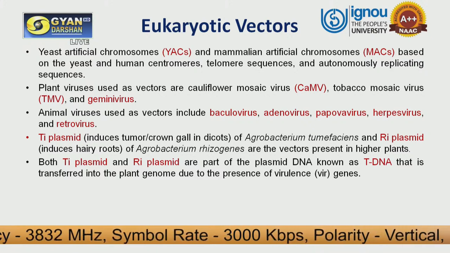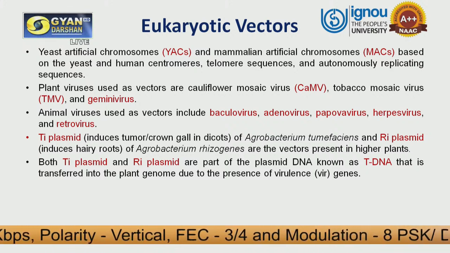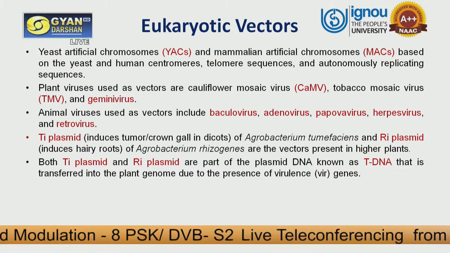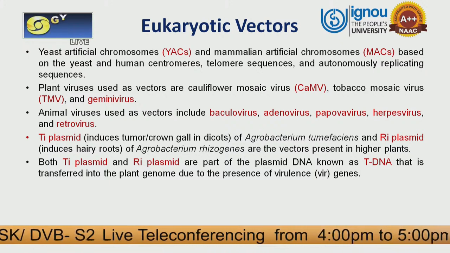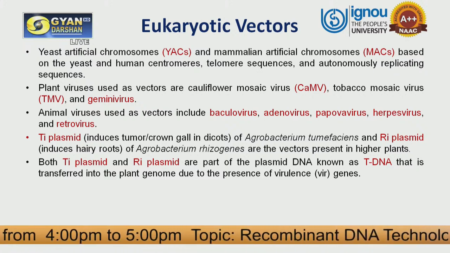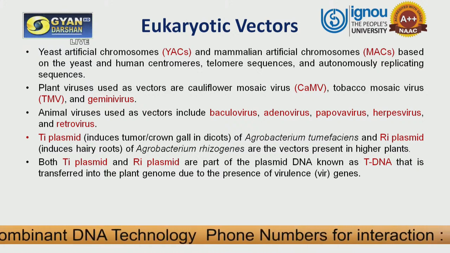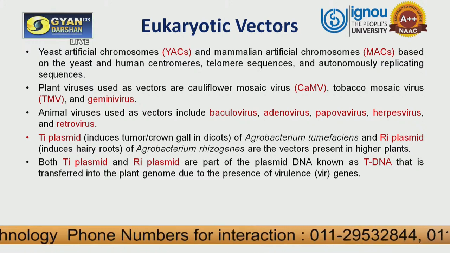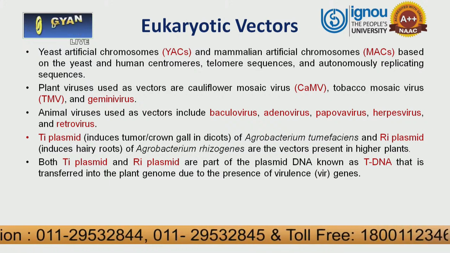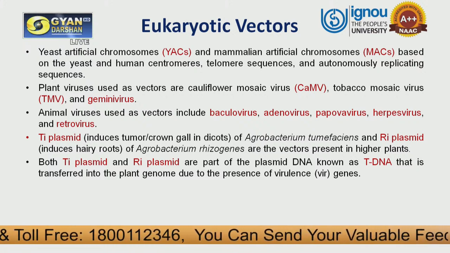Some examples of eukaryotic vectors are the yeast artificial chromosome, in short YACs, then the mammalian artificial chromosome, in short MACs, and these are based upon yeast and human centromere, telomere sequences, and autonomously replicating sequences. Apart from this, there are certain plant viruses which can be used as vectors, for example cauliflower mosaic virus, in short CaMV, tobacco mosaic virus, in short TMV, and Gemini virus.